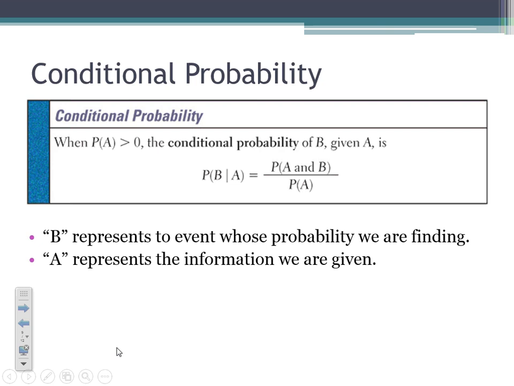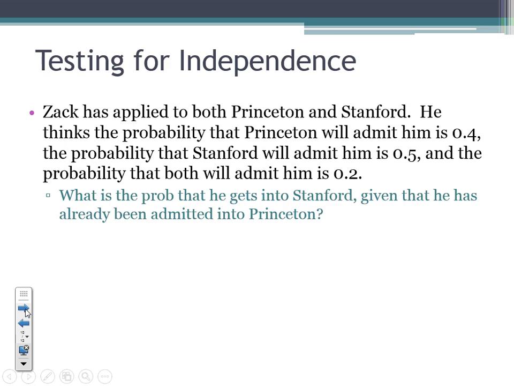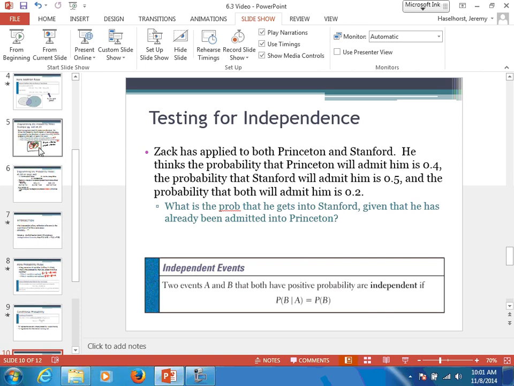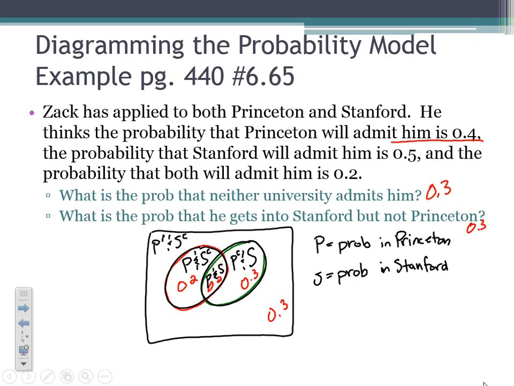So let's go back to our problem with Zach and applying to Princeton and Stanford. Again, we have this same information that we looked at before. And the question that we want to ask this time is, what is the probability that he gets into Stanford? And then notice the phrasing, given that he has already been admitted to Princeton. Now, let's go back to our previous slide here. So I'm going to end the show, and we're going to go back to our diagram that we created earlier. If I can get up there. And let's pull this back up. So again, the question is, what is the probability he gets into Stanford given that he has already gotten into Princeton? Stanford given Princeton.